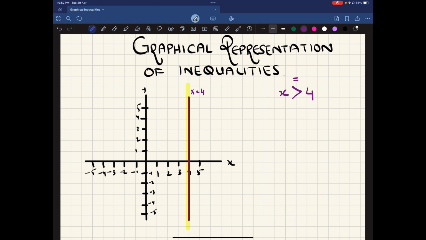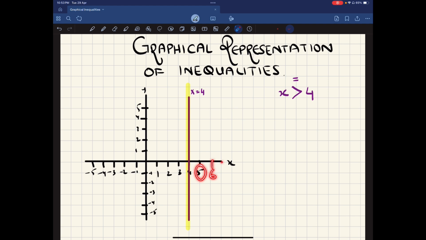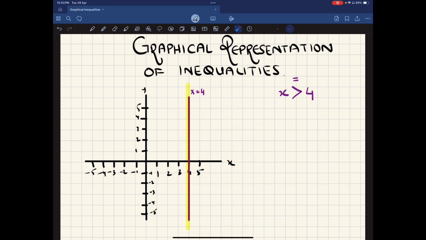When the straight line x equals 4 is drawn on a graph, all the points to the right of the line satisfy the inequality x is greater than 4, right? Because see, 5, and then it's going to be 6, 7, 8. So all of these regions, all of the points to the right of the line satisfy the inequality x is greater than 4.